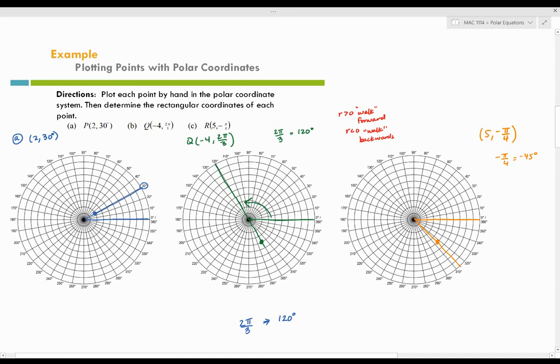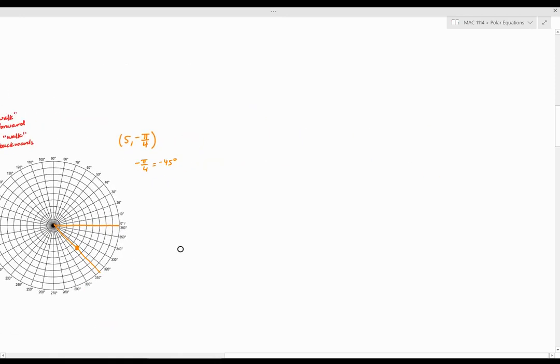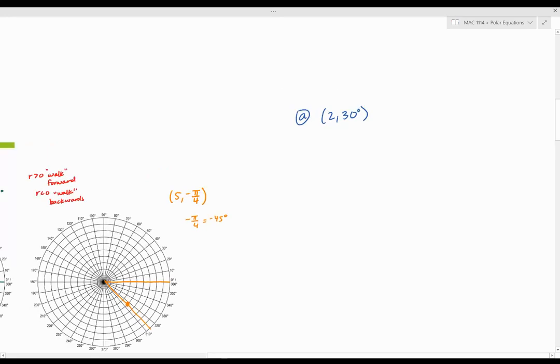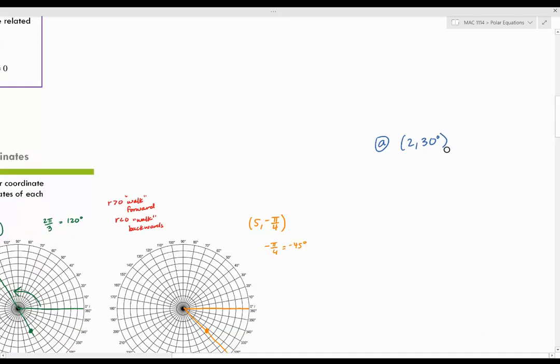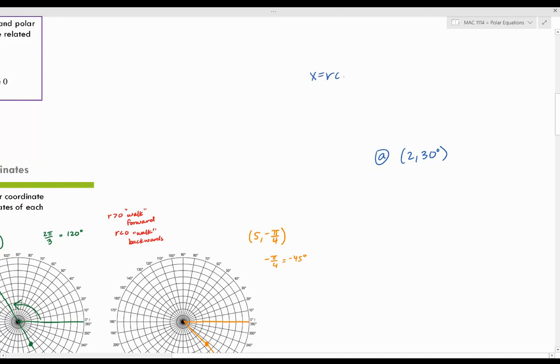Now, we've determined where each one of those points are. And the second part of the problem wanted to know, once you plot them, what are the rectangular coordinates for each one of those points? So let's do that over here. All right, so let me do A first. So A was 2, 30 degrees. Now don't forget we have these conversion factors up here. If we want to find out what our x coordinate would be from polar, it's the equivalent of r times cosine theta. So let me write these. So x is equal to r cosine theta, and y is equal to r sine theta.